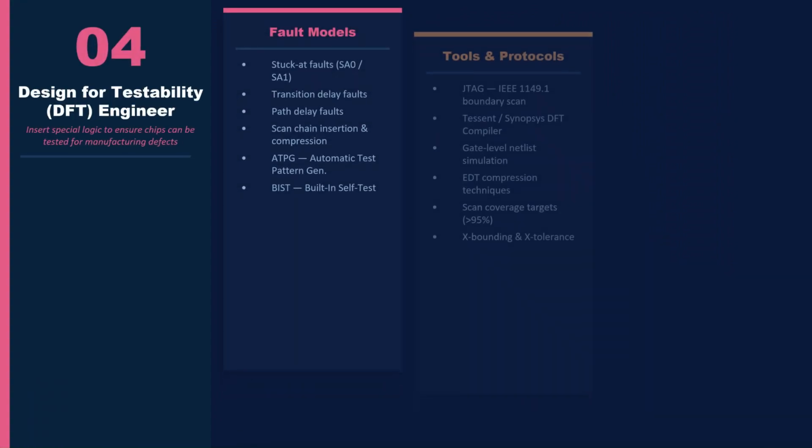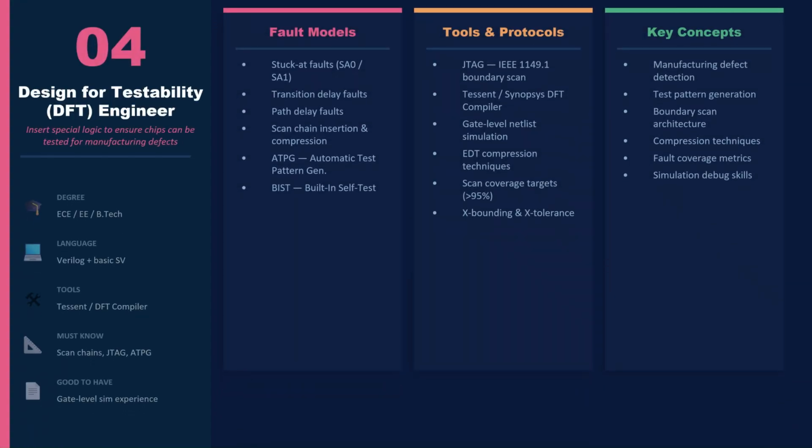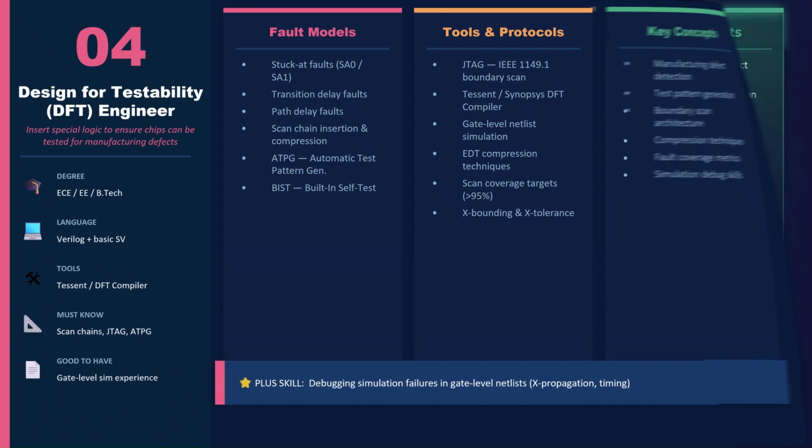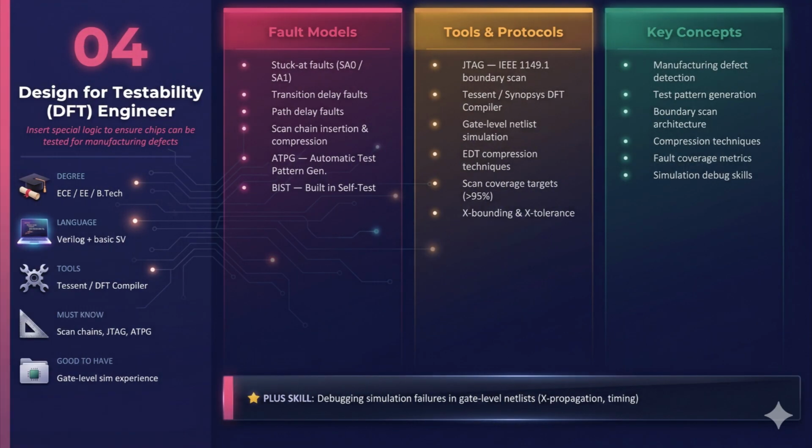Next role. Role 4. DFT Engineer. DFT, design for testability. After the chip is manufactured, how do you know if it's defect-free? That's what DFT engineers solve, before the chip is even sent to the fab. You insert scan chains into the design, special logic paths that let you test every flip-flop after manufacturing. You use ATPG tools to automatically generate test patterns. BIST, built-in self-test, lets the chip test itself.